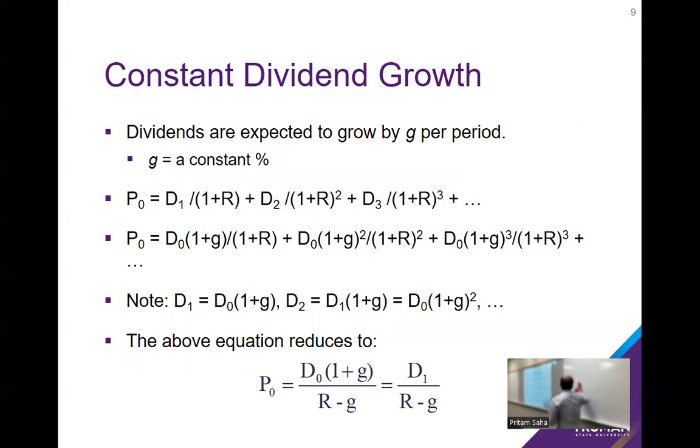Now, constant dividend growth. Constant dividend growth. So the absolute value is not constant. Growth is constant, right? So to find the present value price of any stock that follows constant dividend growth, this is the formula. So price is basically D1 over R minus G. And D1 is basically a function of D0 times 1 plus G.